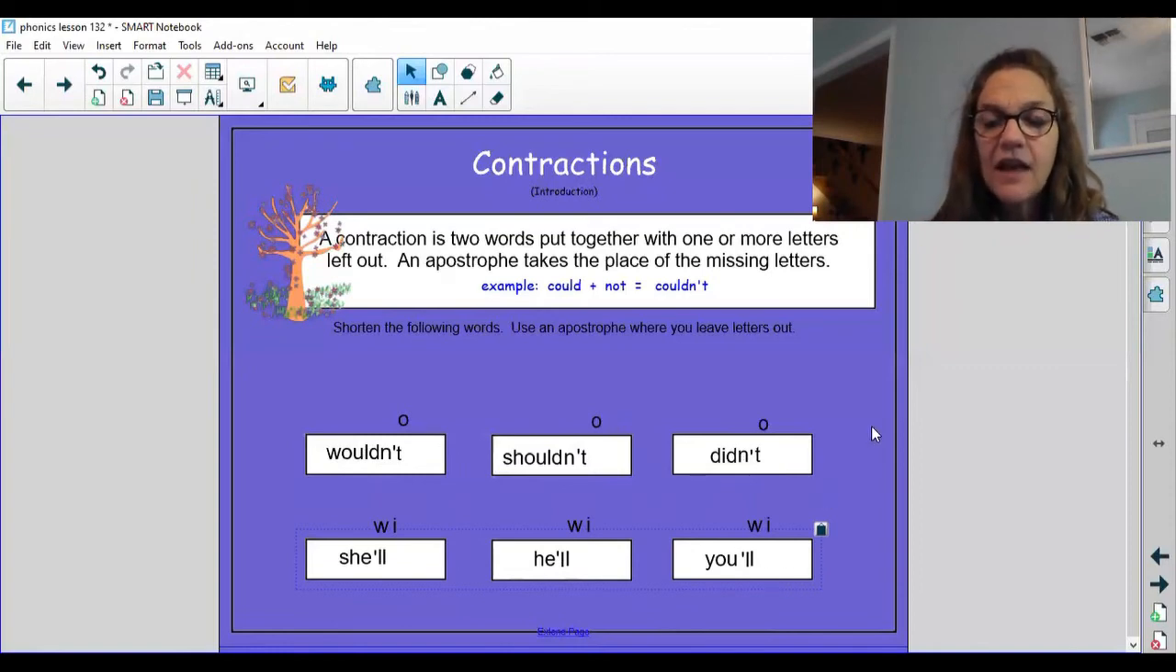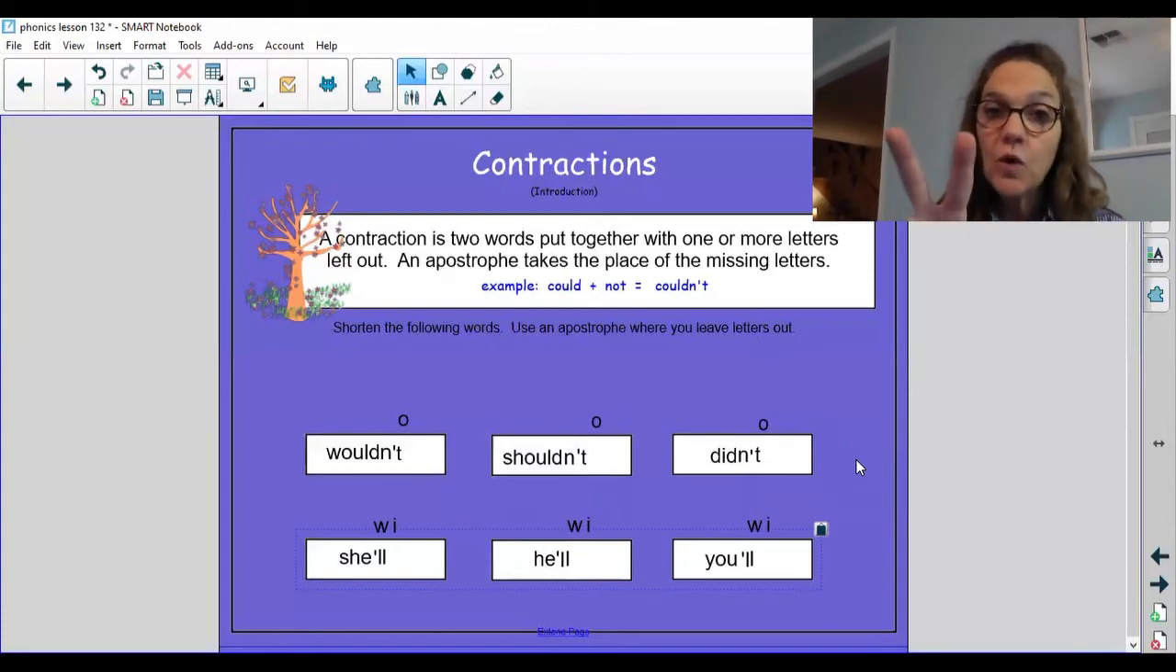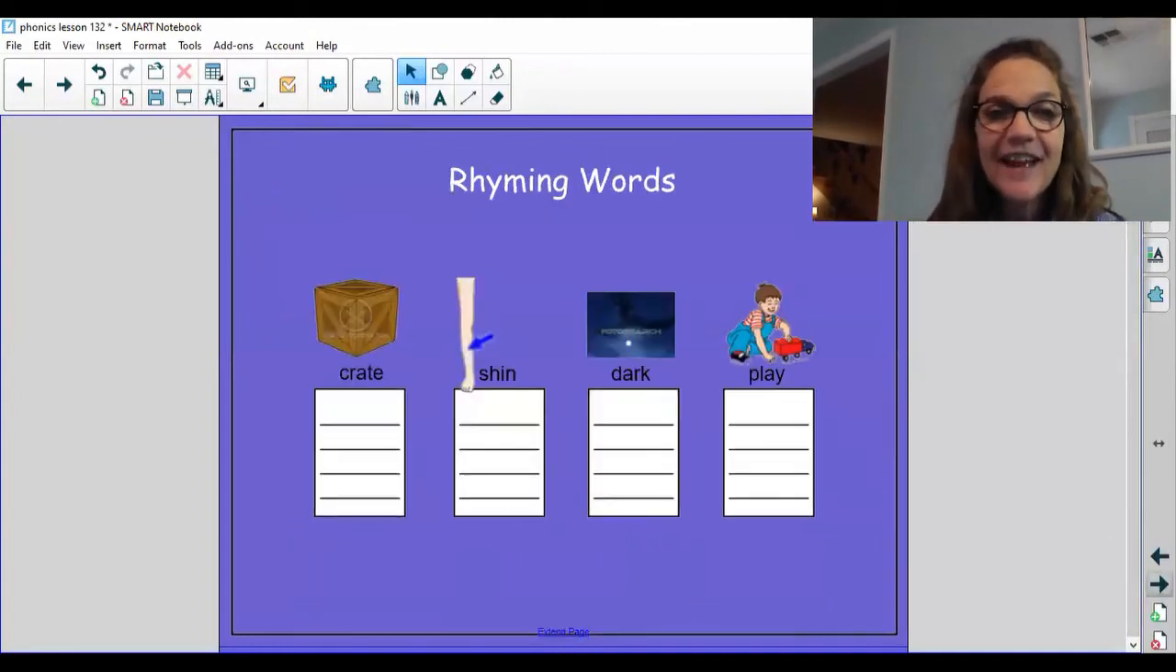If we can't think of what the contraction should be, here's the word contraction up here. If you can't think of what the contraction should be, try to use it in a sentence with the two words, and then think of how you would say it shorter. We combine those two words to make a shorter word, okay?